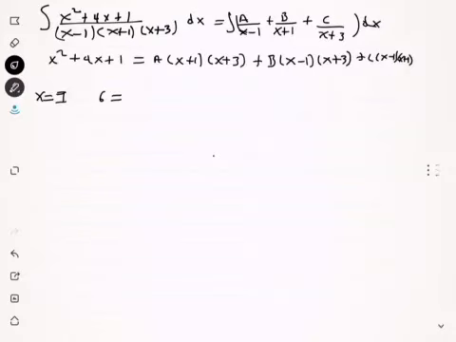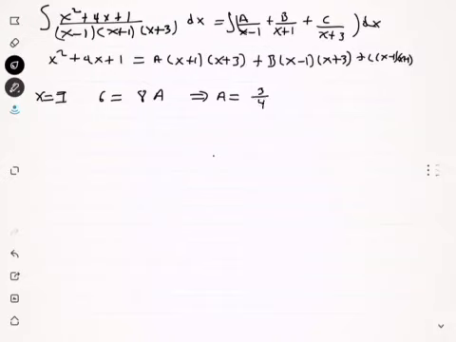So it looks like it gives us a, because 1 plus 1 is 2, times 4, which is 8, and that gives you a equals 6 over 8, or 3/4.